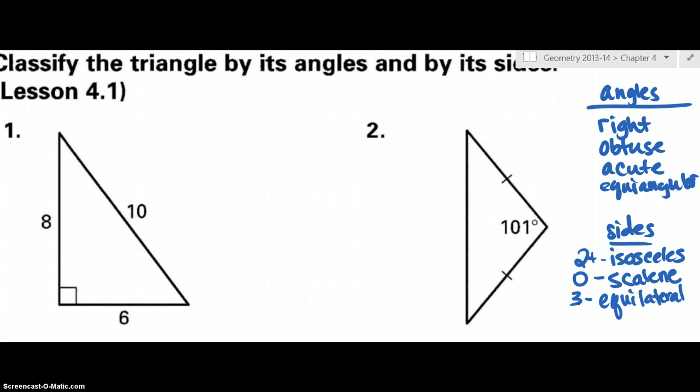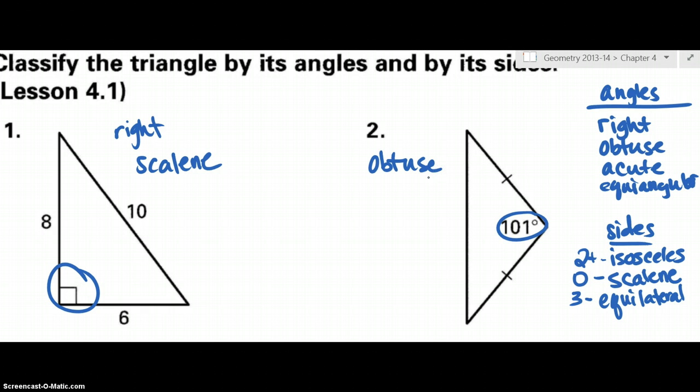Okay, so using this knowledge, if we want to classify triangle number 1 by its angles, what would it be? Right. Can only be right because of the 90-degree angle. Okay. And what about the sides? Scalene, because they are all different. How about number 2, by its angles? Obtuse, because 101 is greater than 90. And how about the sides? Isosceles, because we have 2 sides that are congruent.